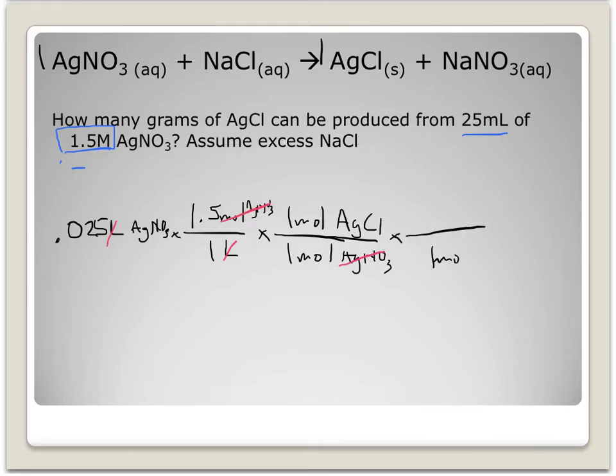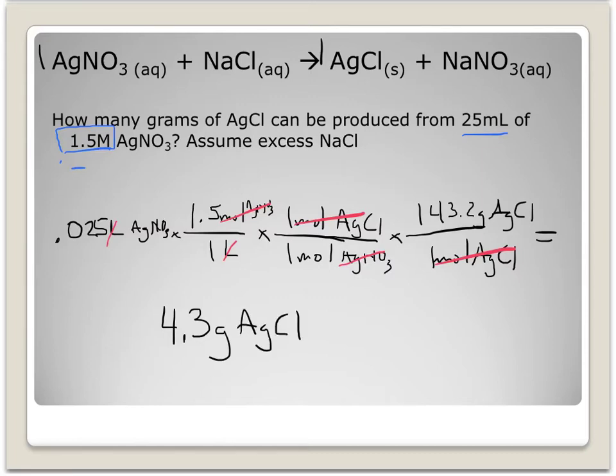And so 1 mole of silver chloride, we can look on the periodic table, add up 1 silver, 1 chlorine, and get 143.2 grams of silver chloride. And then moles cancels out moles, and we're left with grams, so we can solve that guy out. When we do that, go ahead and type it into your calculator and check your answer. You should get 4.3 grams of silver chloride.